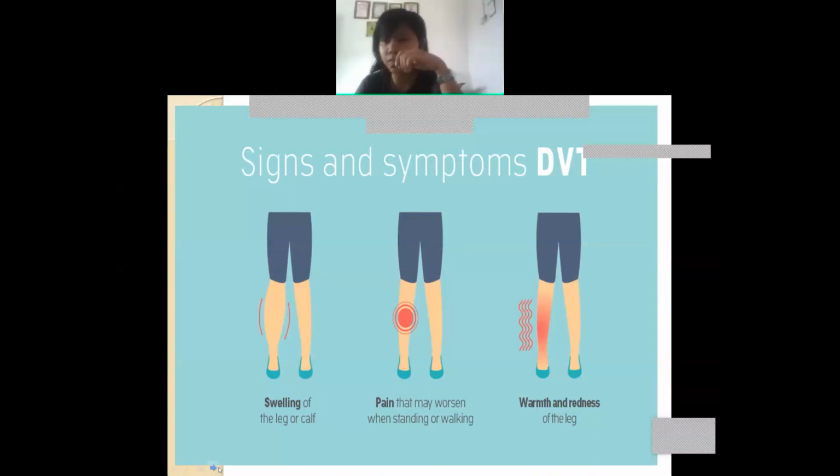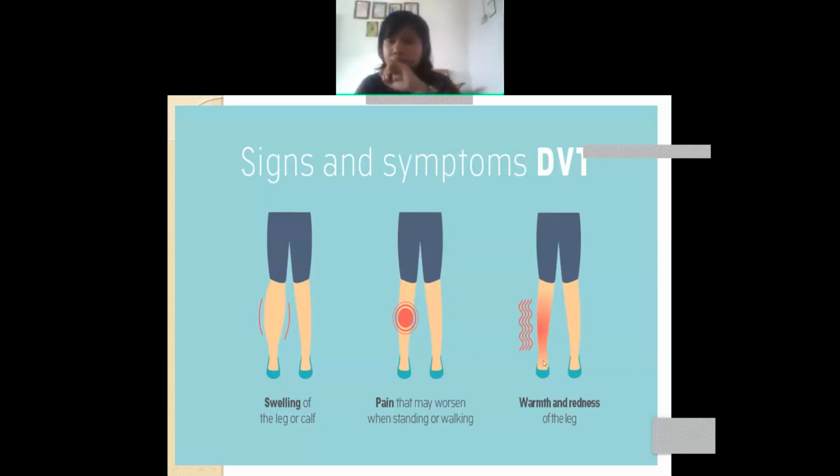Okay, and another sign and symptom that you will find is swelling of the leg or calf. Like this is the normal leg, another leg, and this is the affected area. It will swell. Why? Because the affected area will be inflamed. Since it's not normal, it will become inflamed and ultimately it will swell up. And here, obviously, the leg will pain. Because of the pain in the leg, the person will find difficulty in standing as well as walking, because the person is giving pressure on that affected area. So that's why the person will feel pain.